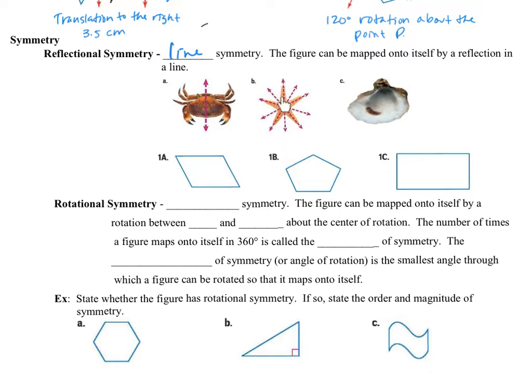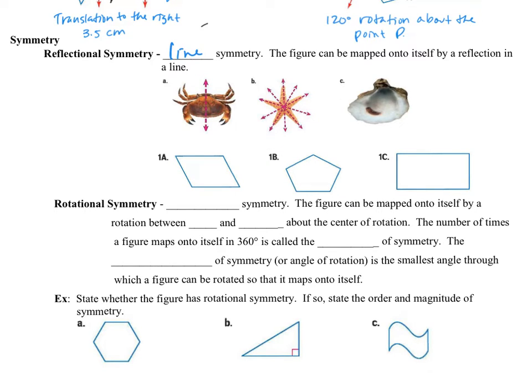Take a look at this starfish. This starfish has 5 lines of reflection. If you fold your paper along any one of these lines of reflection, then one side of the starfish would match up to the other side.